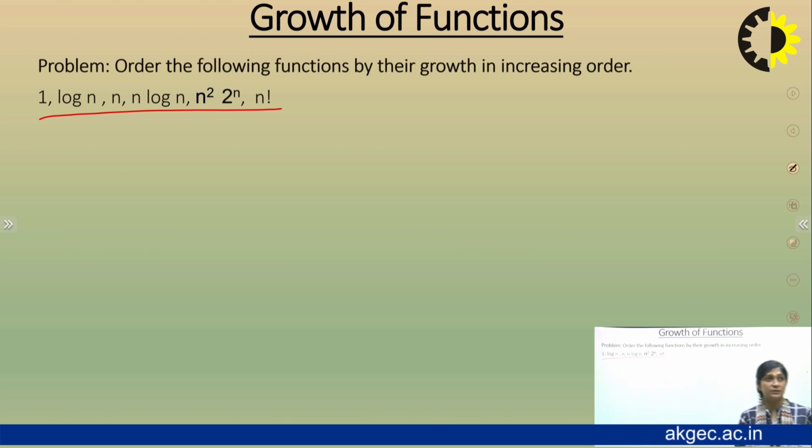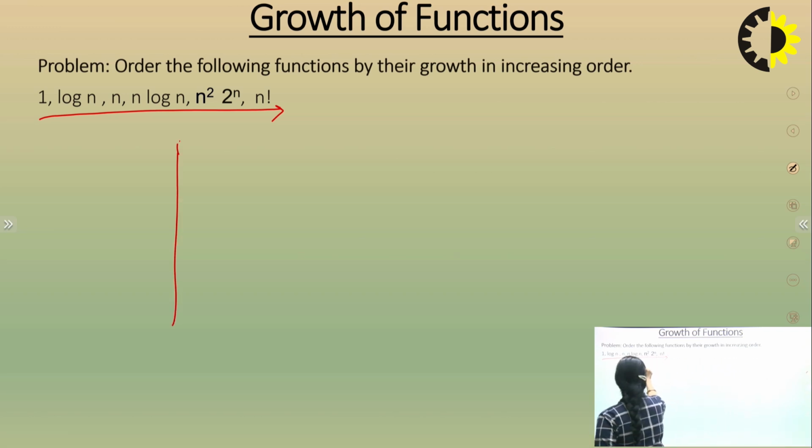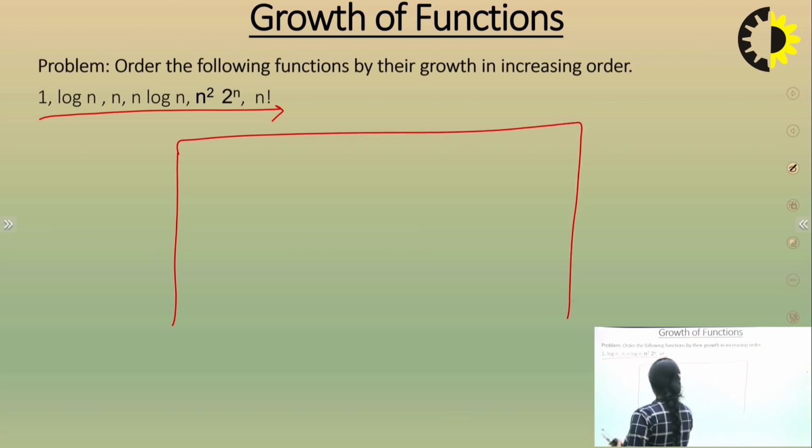You already have some functions and you have to find out their growth. This is already in increasing order, but I know this, you don't know. So how will you check that this is an increasing order? Because you don't know the value of log n, you don't know the value of n log n to the power n. If I write 1, 2, 3, 4, then you already know the value, but in this case you don't know the value. So we will solve this with the help of this table.